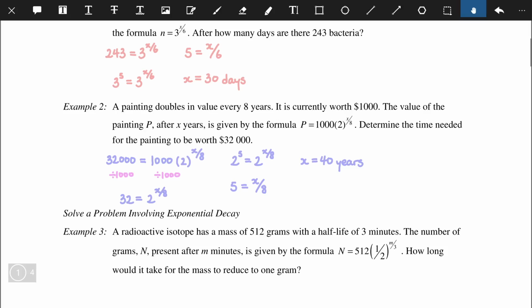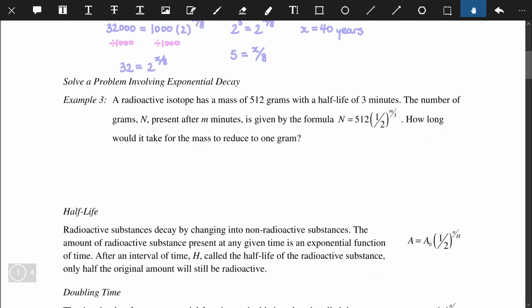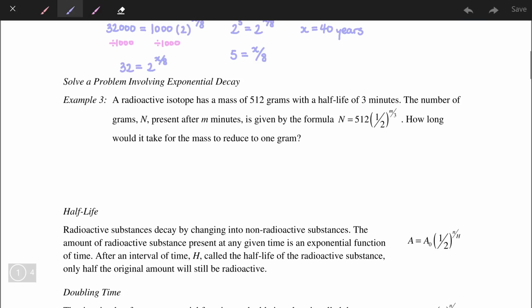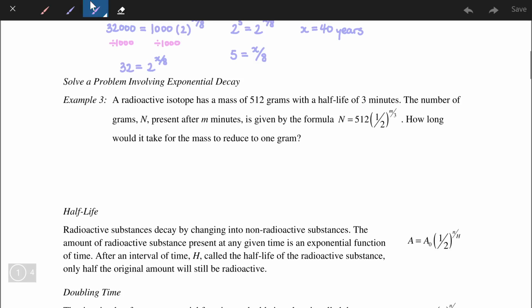So those two questions, examples 1 and 2, are about exponential growth. Let's look at a question with exponential decay. It involves a radioactive isotope with a mass of 512 grams and a half-life of 3 minutes. So in this case, we have the 512. Just like in the previous question with the 1,000, this is the initial value. So in the previous question, it was about the initial value of the painting. Here is the initial mass of the isotope.